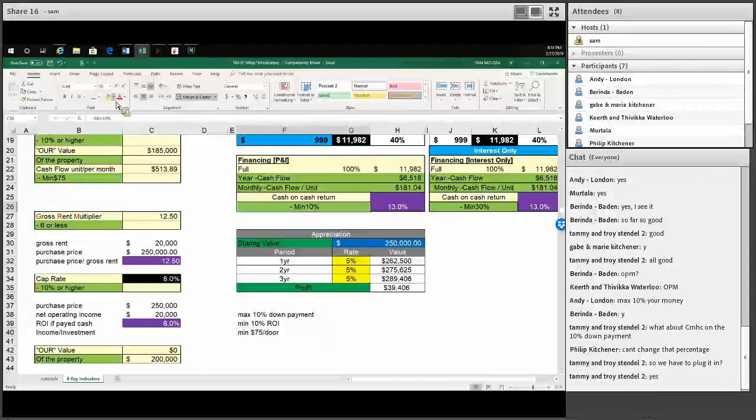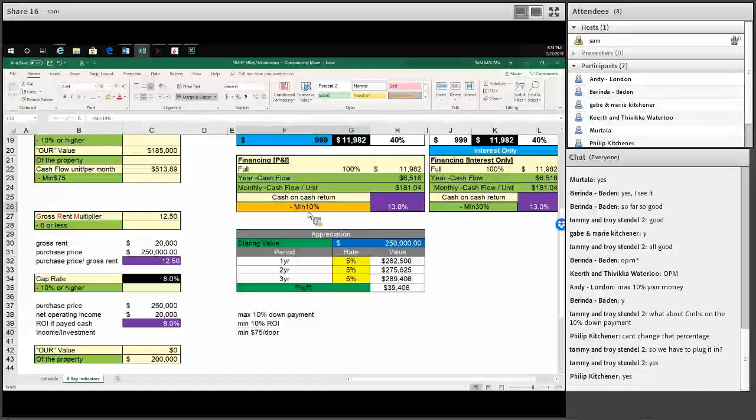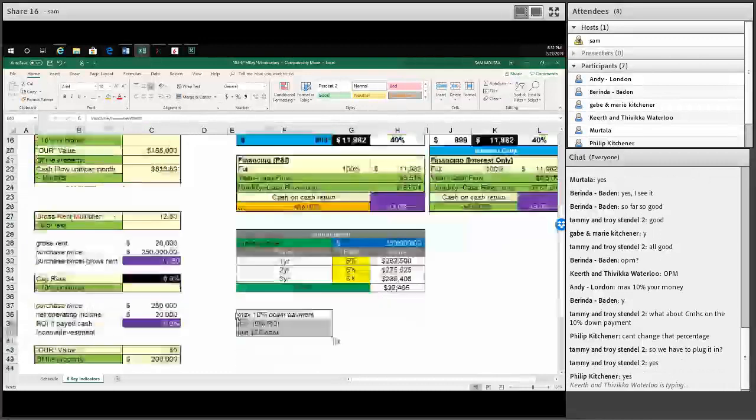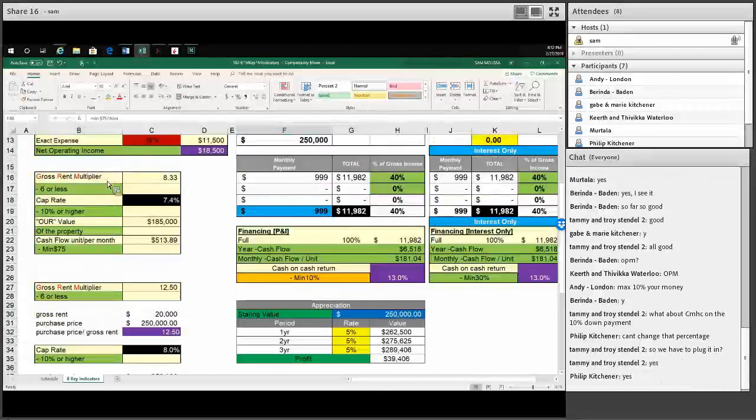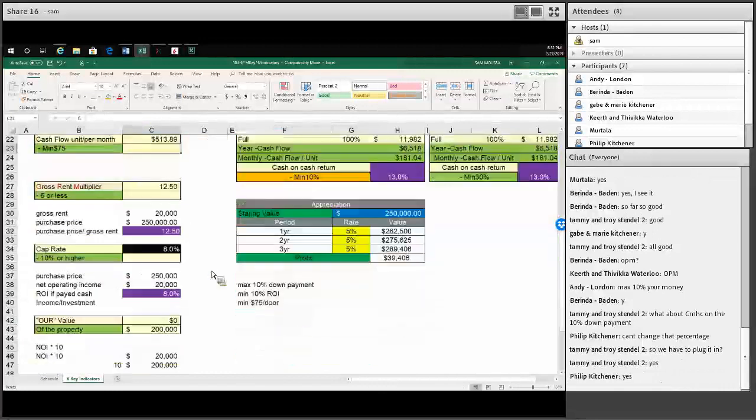So we have max 10% down, minimum 10% ROI, minimum 75 a door. Philip, did you get to change that now? Did everybody change this to 10%? This one here. Everybody change that? Good. We good? Okay, good. All right, let's go back over here.